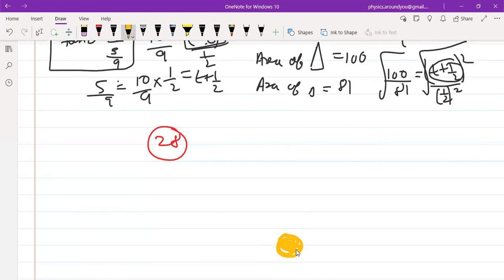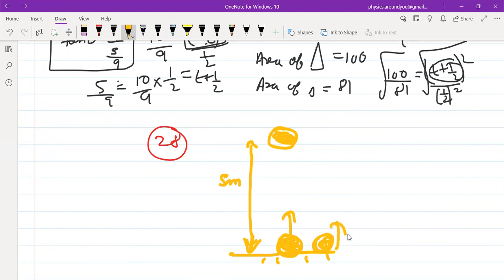Let this be 1. It's going up. It reached the maximum height, say 5 meters. As it reached the maximum height, another ball is ready to be thrown up. How many balls are thrown each second?